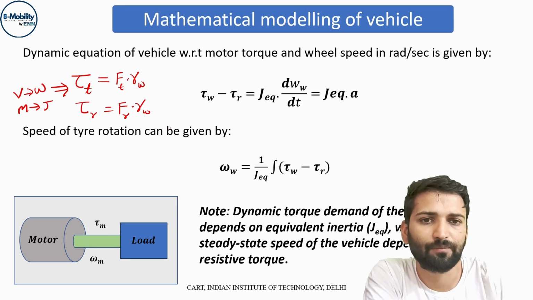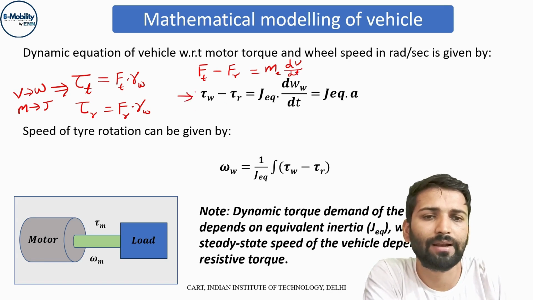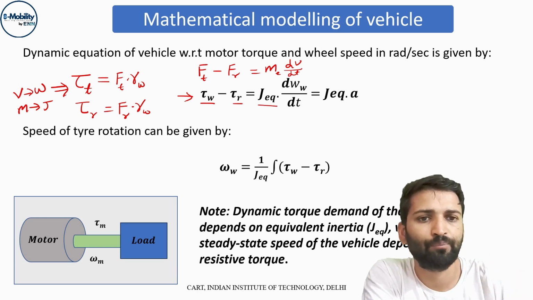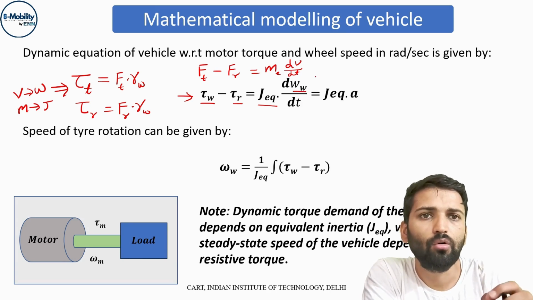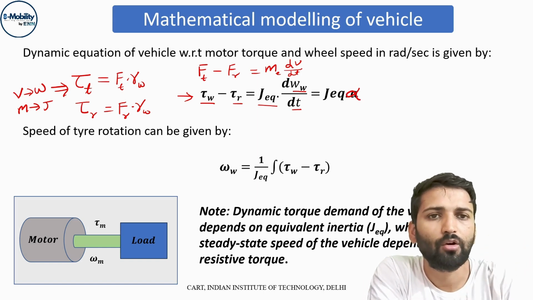The same expression we were using, Ft minus F resistive is equal to equivalent mass into dV by dt, we are now writing in rotational form. Wheel torque, the tractive torque minus the resistive torque, is equal to J equivalent, the moment of inertia which the motor is experiencing, into d omega W by dt, where omega W is the speed of the wheel. And d omega by dt can be written as alpha, the rotational acceleration. These are all the things we have written.